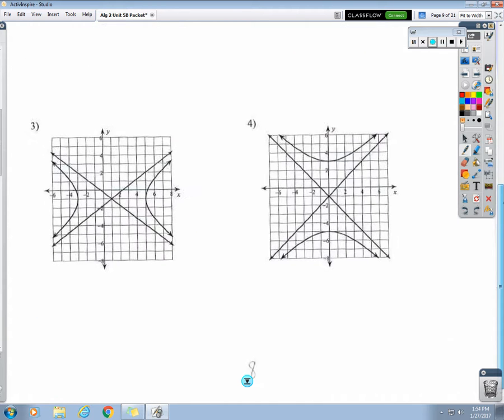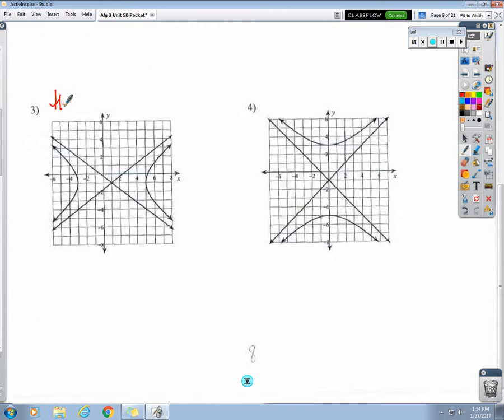Here we go. Number 3. This one is horizontal. That means that it starts with x minus h.